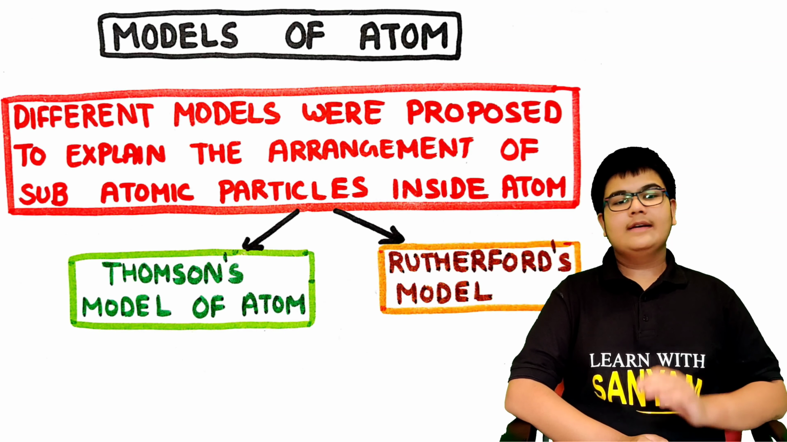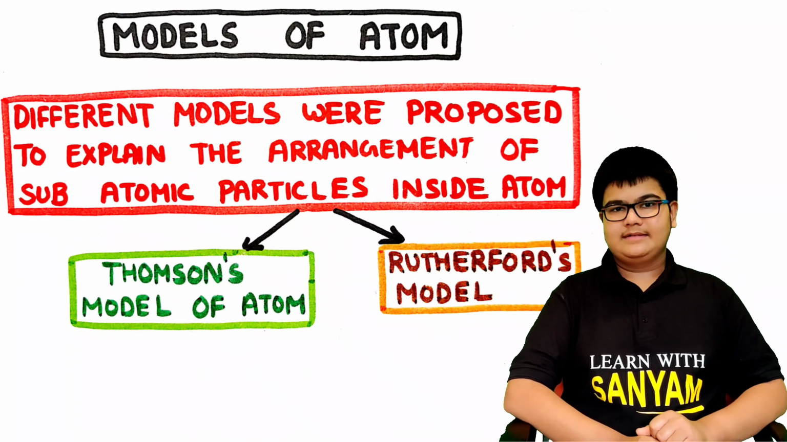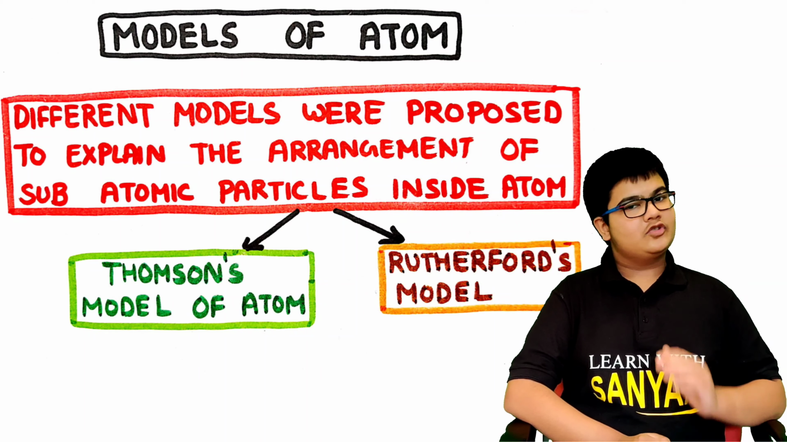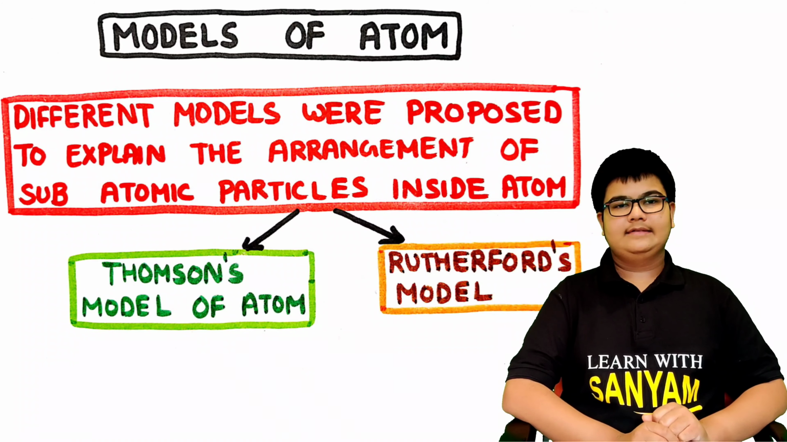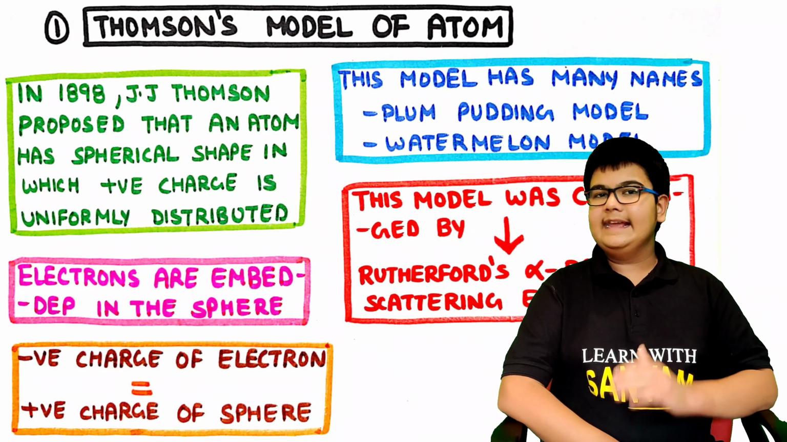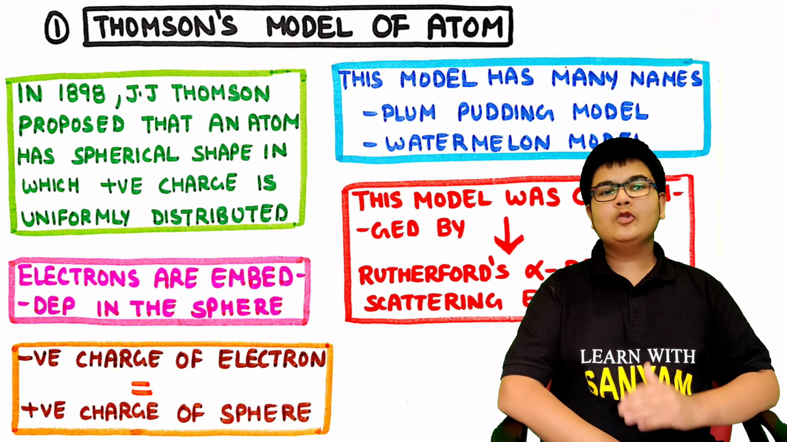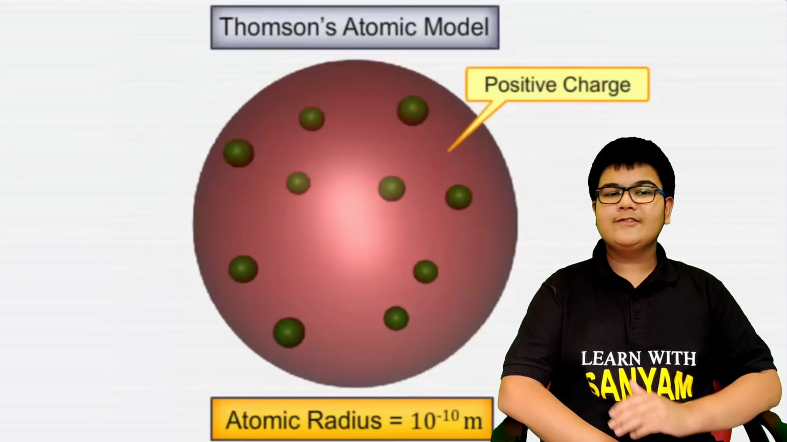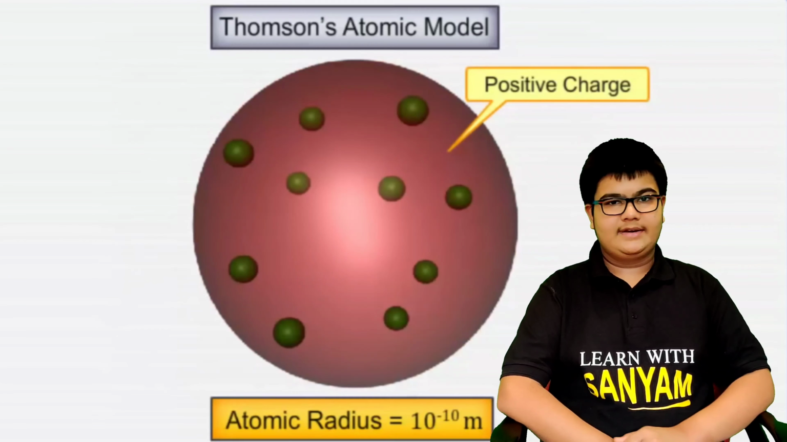The first model was given by J.J. Thomson and it is known as Thomson's Model of atom. So let's study about it in detail. In 1898, J.J. Thomson proposed that an atom has a spherical shape in which positive charge is uniformly distributed.